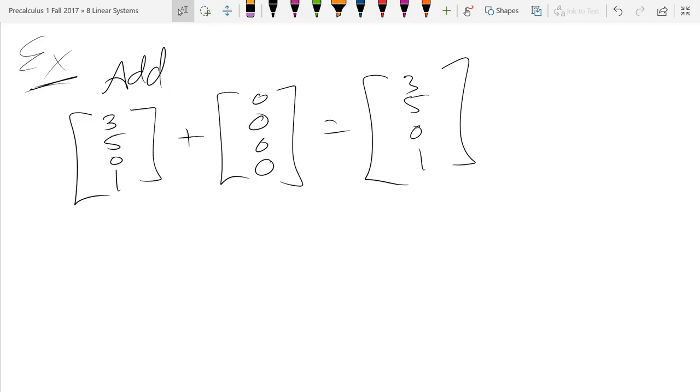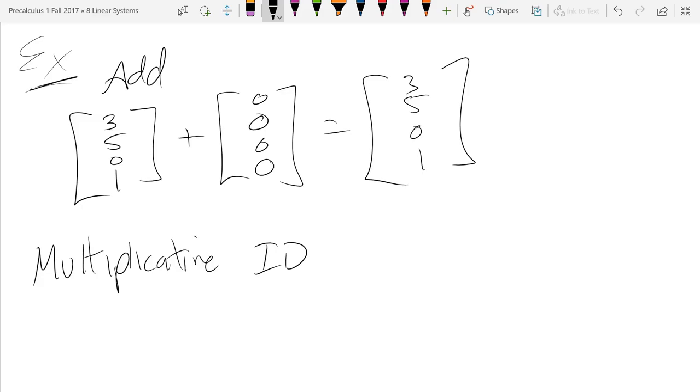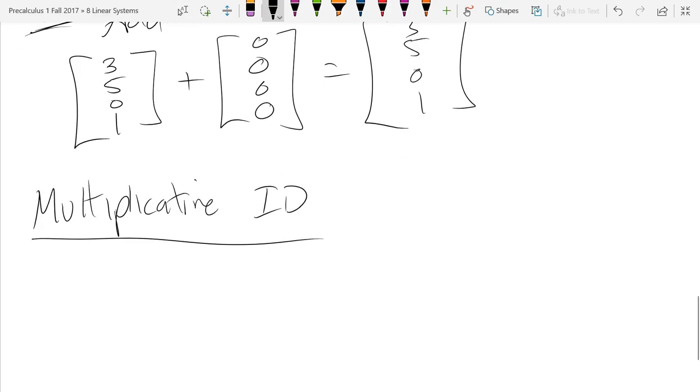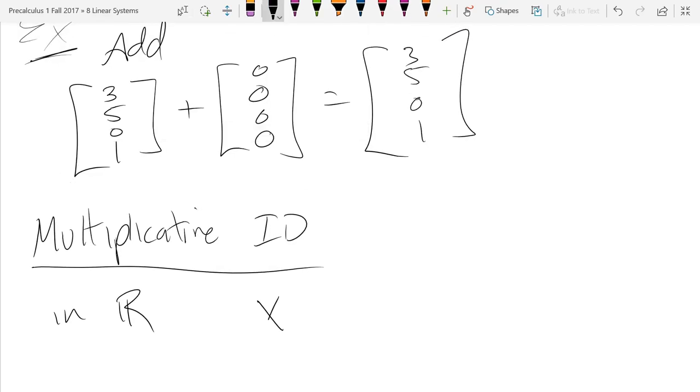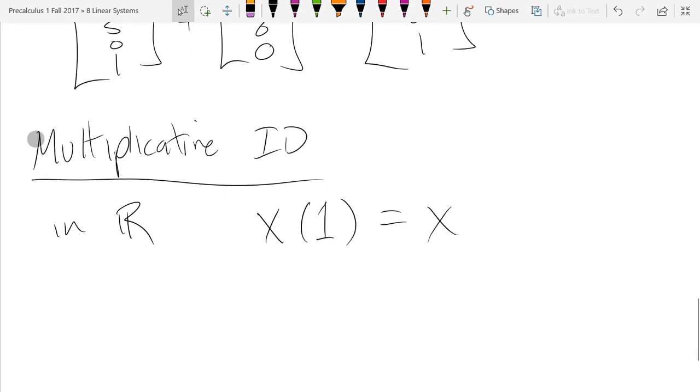All right, now we're going to switch to the multiplicative identity. So let's go back to real numbers. When we were dealing just in real numbers, x times what number will always equal x? 1. All right, so you know your arithmetic. That's good. x times 1 is x. So there is a matrix that acts like 1.